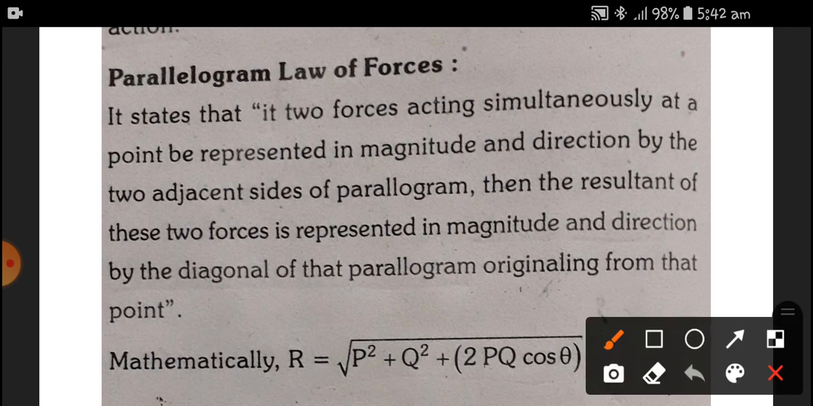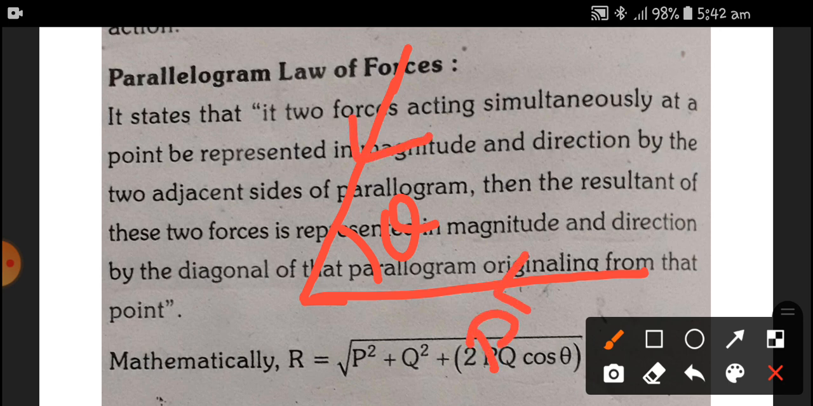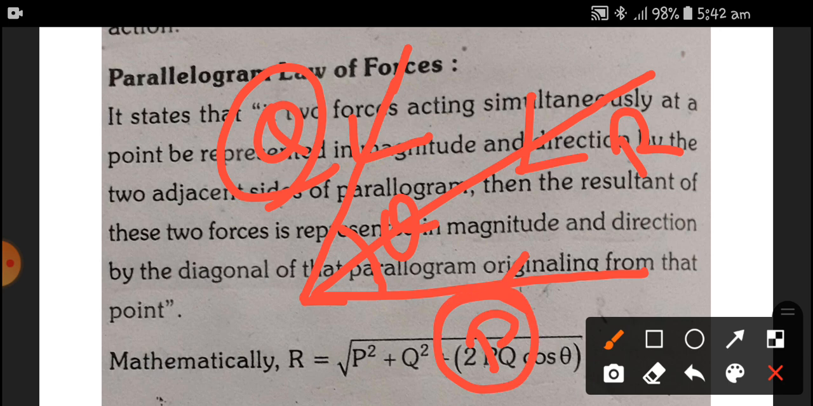If two forces are acting as the sides of a parallelogram having some angle, say here it is P and here it is Q, these two forces can be represented in magnitude and direction by the resultant, the diagonal. So the resultant of these two, the intensity of P and Q, can be denoted as a resultant R.